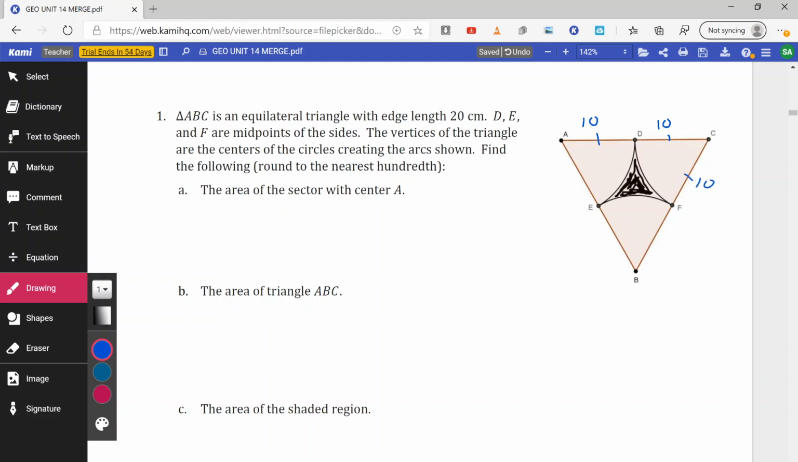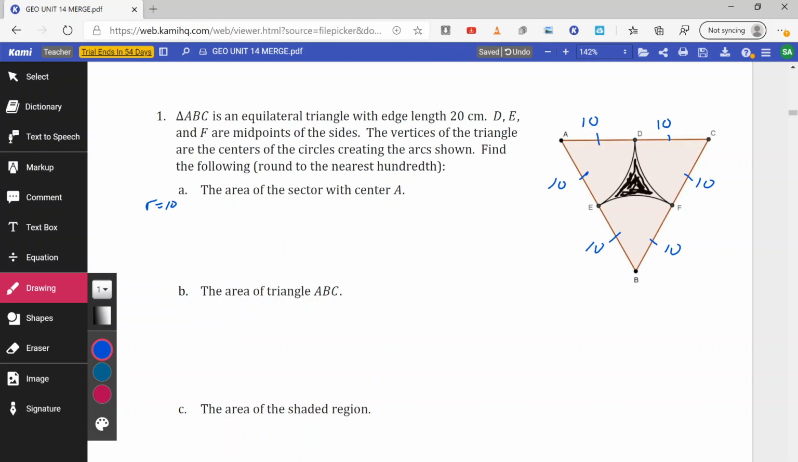CF is going to be 10. FB is going to be 10. EB is going to be 10. AE is going to be 10. So what we can do is, because we know this is the center, we know the radius of each circle is going to be 10. So we have a radius of 10 for our circle.